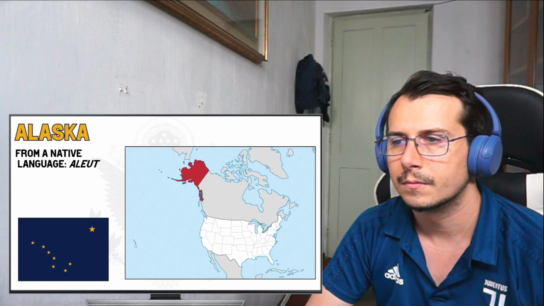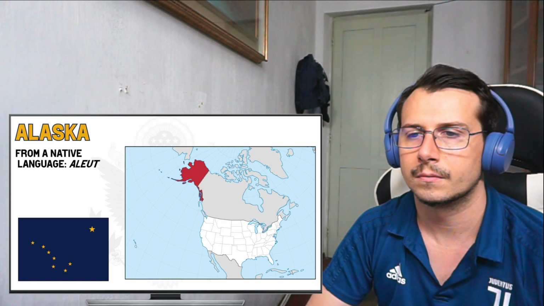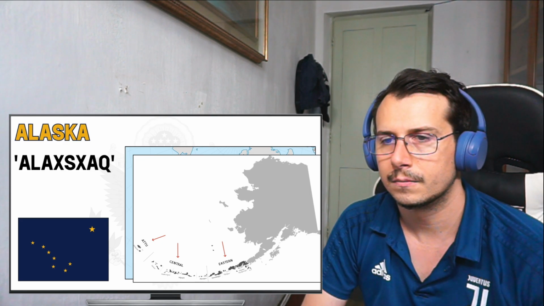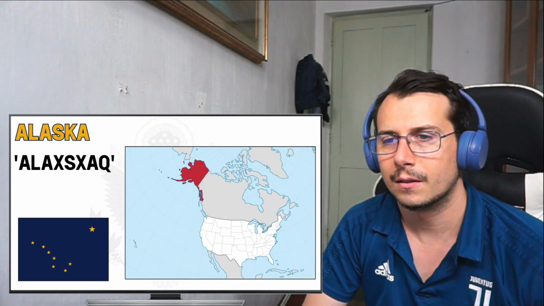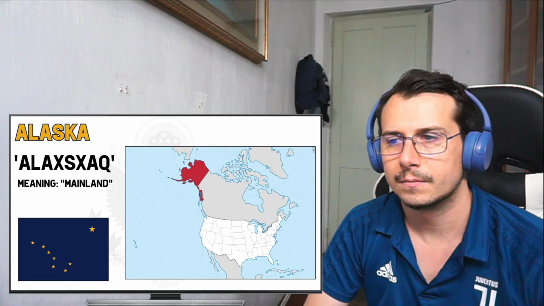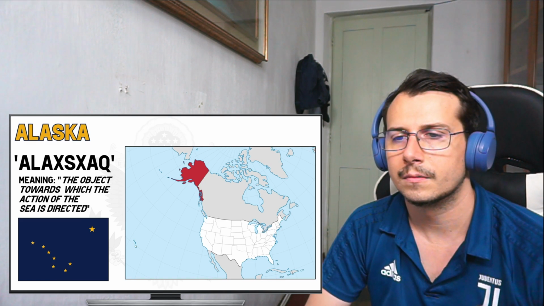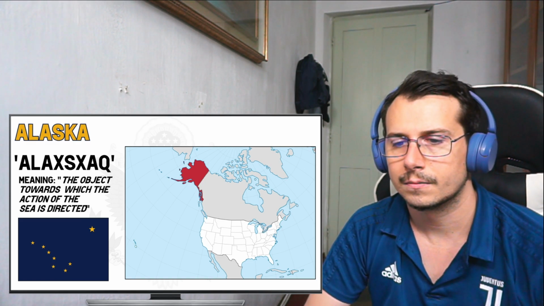Starting with the 2 non-contiguous states. Alaska's name comes from a native language, Aleut, spoken in this chain of islands. They use the word Alaxsxaq, which I'm mispronouncing, to describe the meaning of mainland, or if we literally translate it, the object towards which the action of the sea is directed. So the place where the waves hit, I guess.